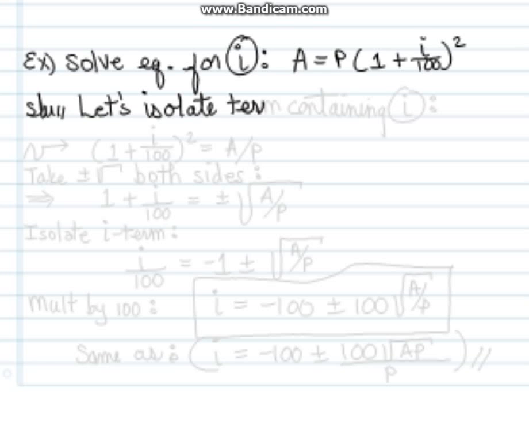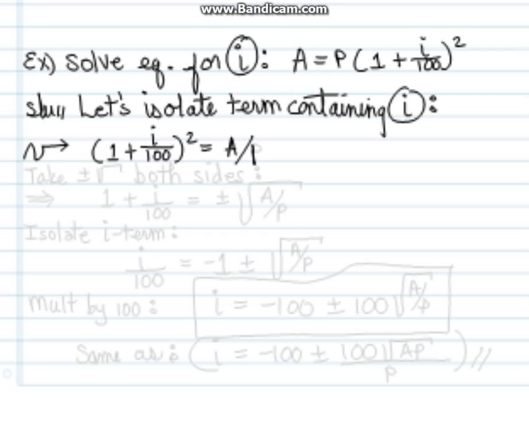Okay, so the way we're going to do this is we're going to isolate the term that contains the I. Isolate the I term. So first, let's turn the whole thing backwards. Let's put 1 plus I over 100 to the second power on the left equals A, and divide both sides by P. In this process, we actually got rid of the number P because we were trying to isolate the term that had the I in it. So we divided both sides of the equation by P and turned the whole thing backwards.